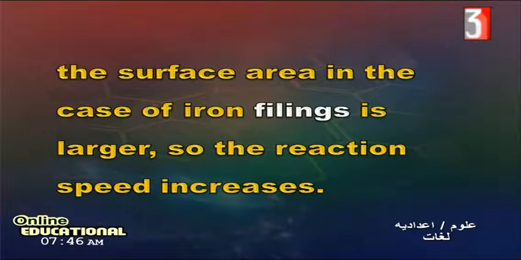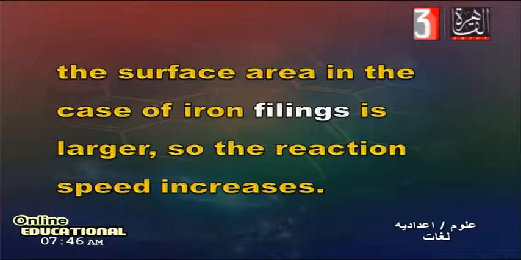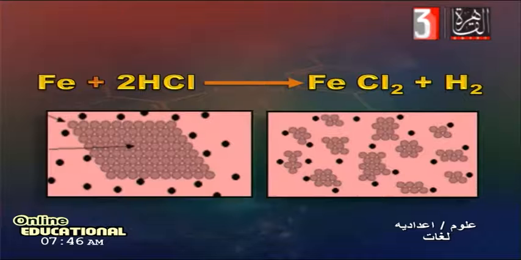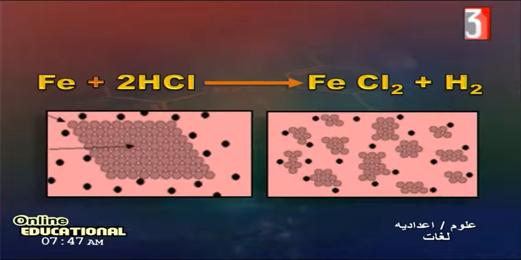What will happen? The surface area in the case of iron filing is larger than the cube, so the reaction speed will increase. Again, the surface area exposed to the acid in the iron filing case is larger than the iron cube, so the reaction speed increases. Fe plus 2HCl, hydrochloric acid, gives FeCl2 plus H2.